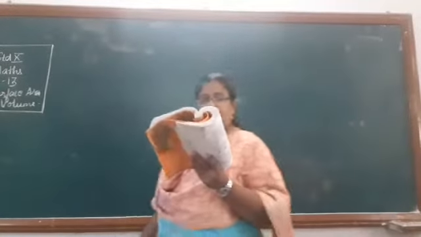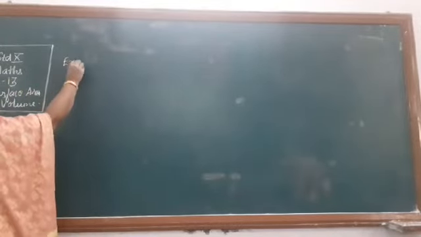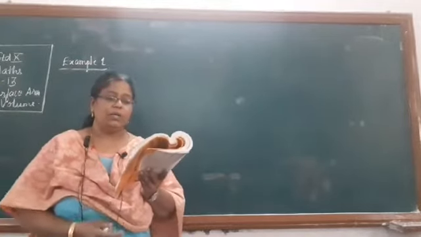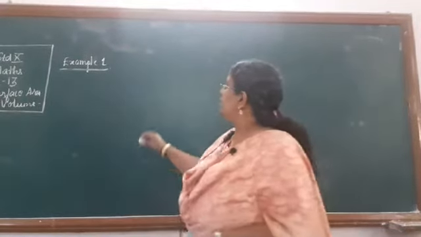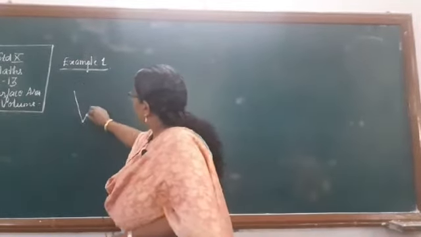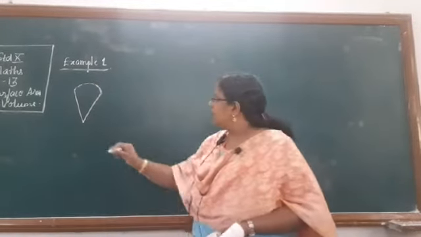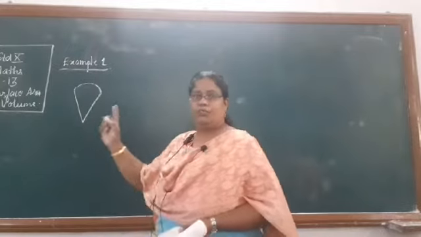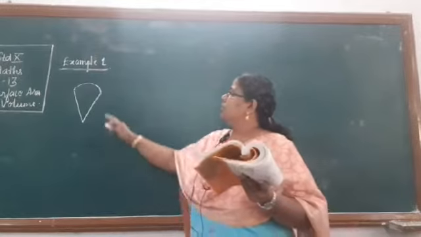Now let us take example number 1. See example 1, what does it say? It says Rashid got a playing top as his birthday present. You know what is the shape of a top? See, a top looks like this. This is your top. Okay, there will be a nail below on which it will spin. So this is the top.